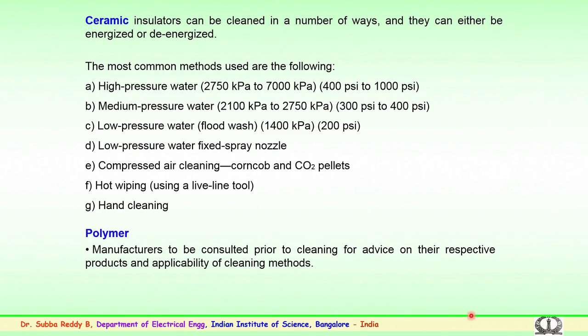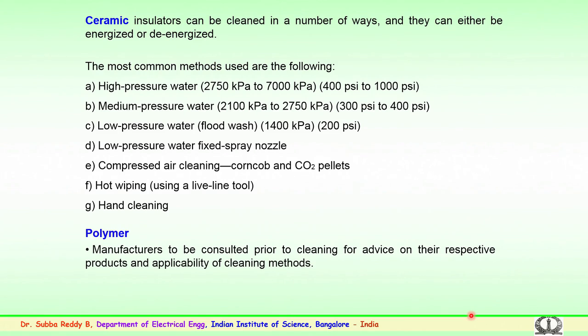High pressure water: here the water pressure could be 2750 kilopascals to 7000 kilopascals, or 400 psi to 1000 psi. The medium pressure water jets could be 2100 kilopascals to 2750, which is 300 psi to 400 psi. The psi is pounds per square inch, and kPa is kilopascals. Low pressure water, here flood washing, is arranged with 1400 kilopascals, that is somewhere around 200 psi.